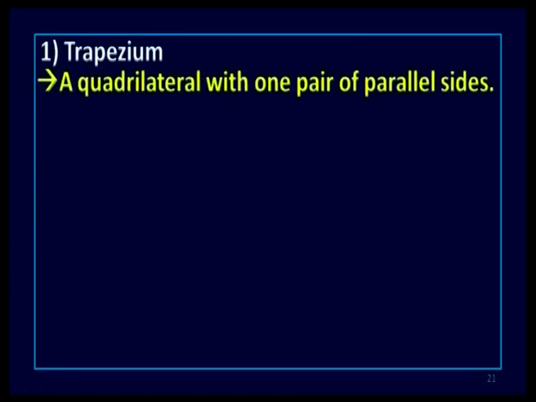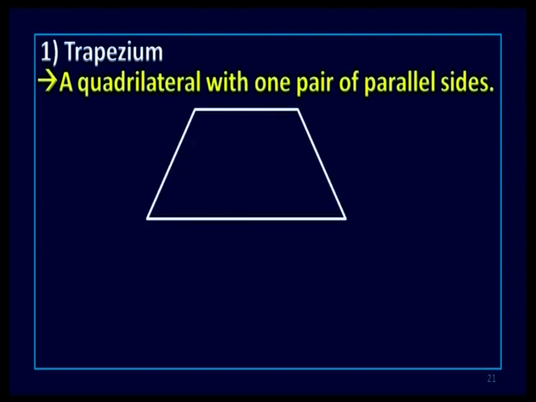First I am taking trapezium, a quadrilateral with one pair of parallel sides. Children, you try to understand here. I am taking a quadrilateral. Is it a quadrilateral? Yes, it is formed by 4 line segments. And what is the condition to become a trapezium here? Yes, with one pair of parallel sides.